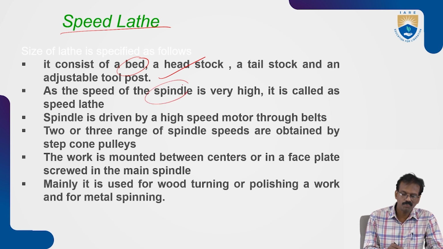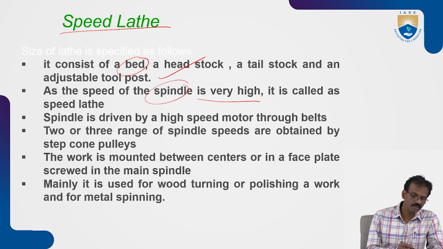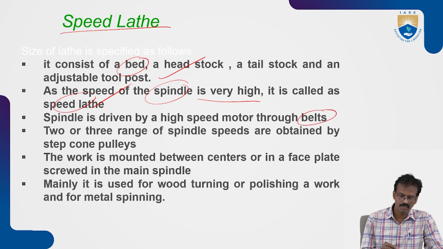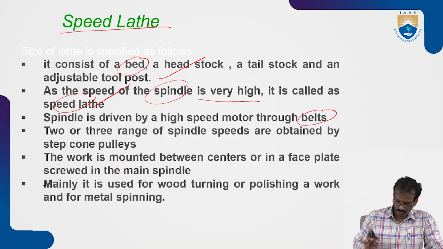As the speed of the spindle is very high, it is called a speed lathe. This spindle is driven by the high speed motor through a belt system, or by a gearing system also.